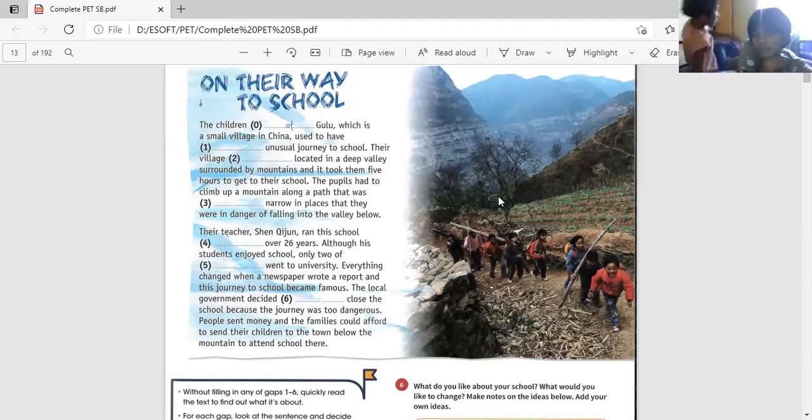Their teacher, Shin Ki-jun, ran the school blank over 26 years. Although his students enjoyed school, only two of blank went to university. Everything changed when a newspaper wrote a report and this journey to school became famous. The local government decided blank closed the school because the journey was too dangerous. Okay, now let's see.